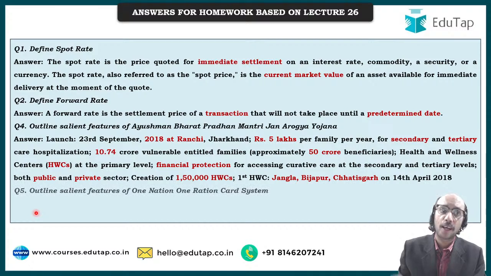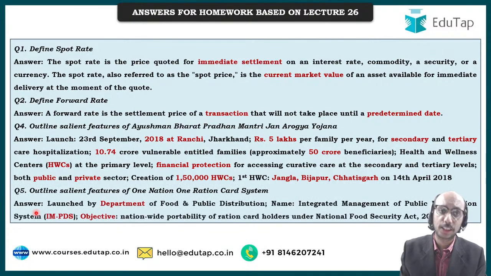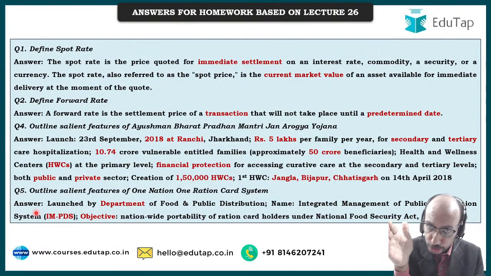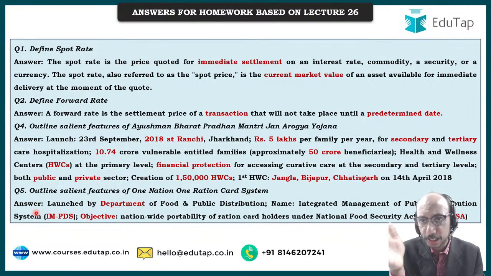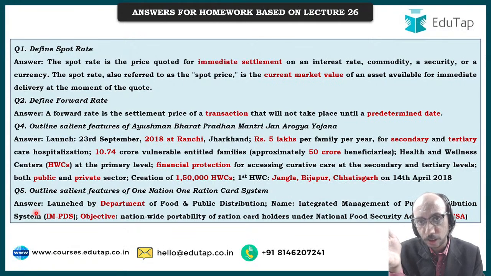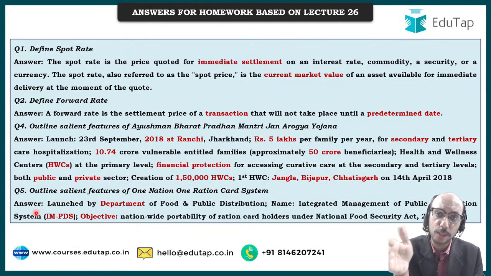Another question that I had asked you was to tell me the salient features of One Nation One Ration Card system. It is launched by the Department of Food and Public Distribution. It is also called Integrated Management of Public Distribution System, and its objective is to bring about nationwide portability of ration card holders under National Food Security Act 2013, so that if I am, let us say, a ration card holder in Maharashtra, but if I want to lift my ration from a Chhattisgarh fair price shop, I can do that, right? So migrant families के लिए it is going to be a blessing.